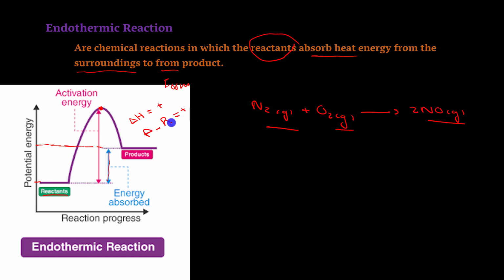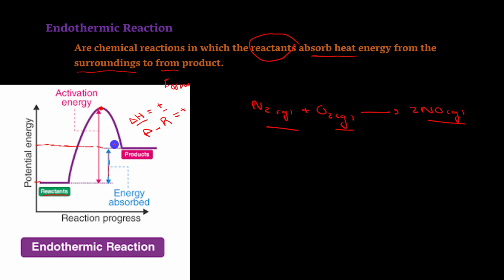We always get a positive number because the product has more energy than the reactant. Therefore, the enthalpy change is always positive in these kinds of reactions. So the reactions that need energy to happen are called endothermic reactions, and the reactions that release energy are called exothermic reactions.